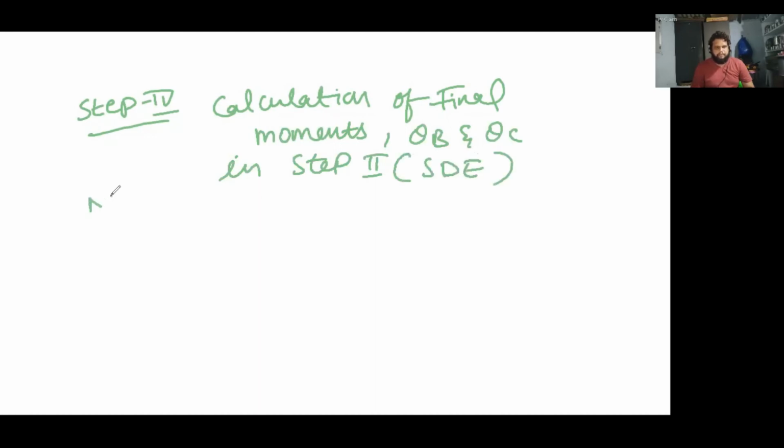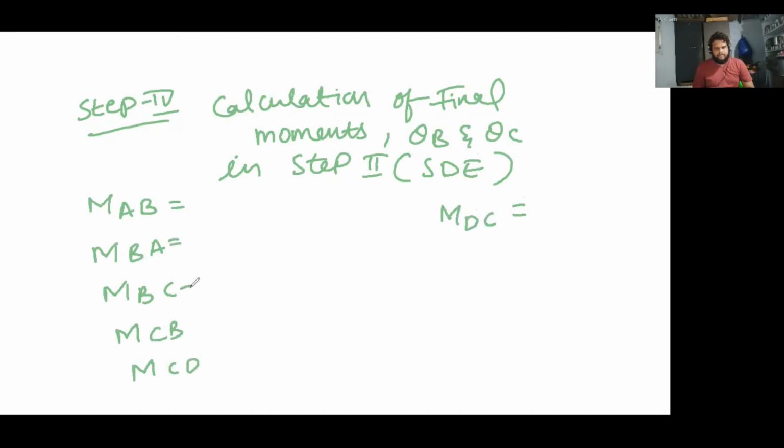So that your M dash AB will be modified as MAB, your M dash BA will modify as MBA, your M dash BC will modify as MBC, your M dash CB value will modify as MCB, and this will become your M dash CD and this will become your MDC. So these all are the values. Once you substitute theta B and theta C in the slope deflection equations, you will be getting the final moment values. So please substitute those values.